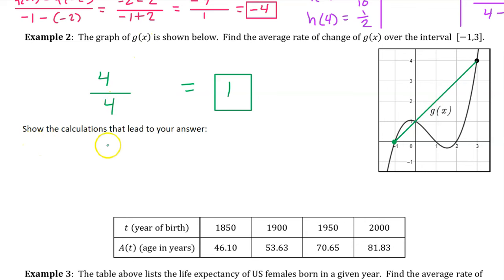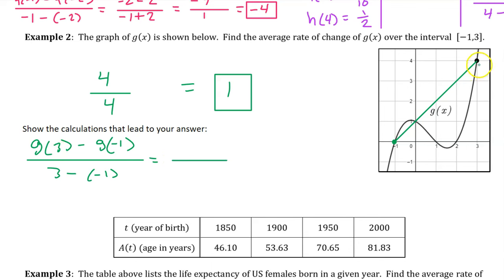So f at b minus f at a becomes g at 3 minus g at -1, divided by 3 minus -1. G at 3 is 4, and g at -1 is 0. So that's 4 minus 0. 3 minus -1 is 3 plus 1. So that is 4 over 4, which equals 1.